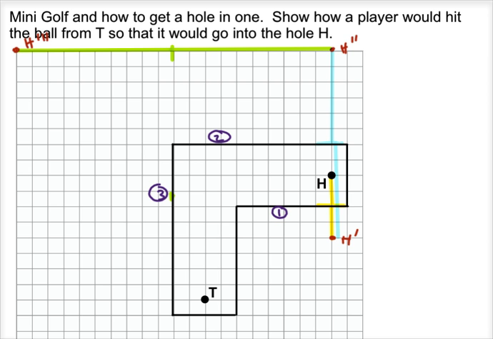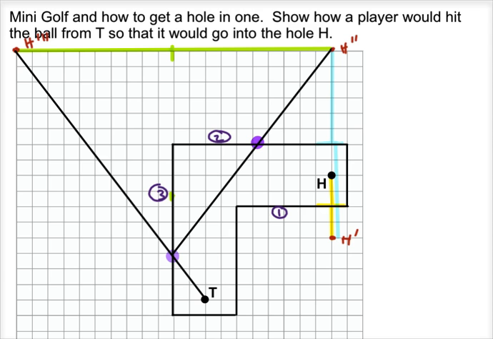I found my 3 reflections, and now I can draw them in. So from the T, I would aim straight towards H triple prime. And as I aim that way, I know that it's going to bounce off of the wall right here. And after it bounces off of there, it's going to bounce from H triple prime over to H double prime. So it's going to aim right towards that one. And it's going to go in that path until it hits the wall.